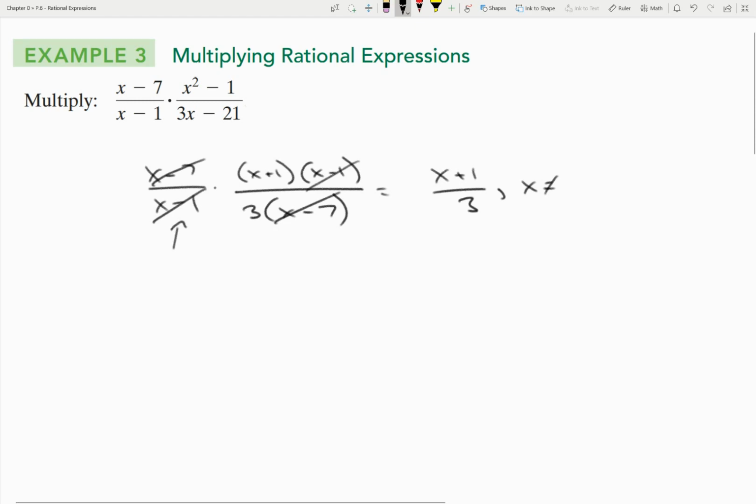So that would be something there, a 1, and something there, a 7. Right? The 3 is not a variable, so it can never actually make the denominator equal to 0. Only variables, and only factors that contain a variable.